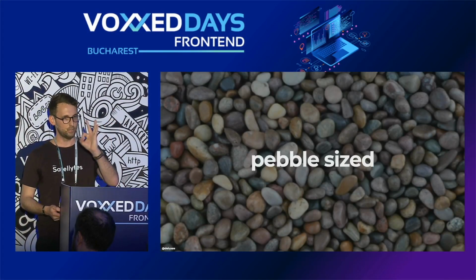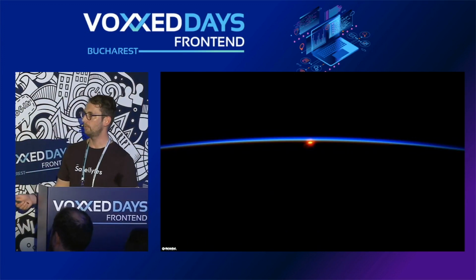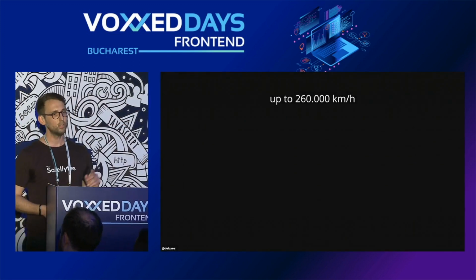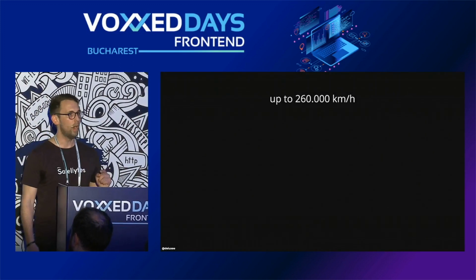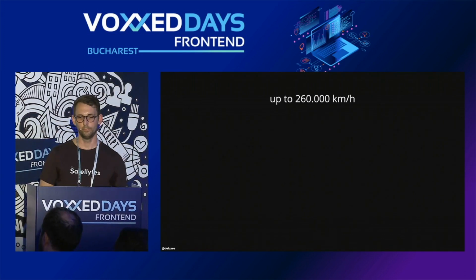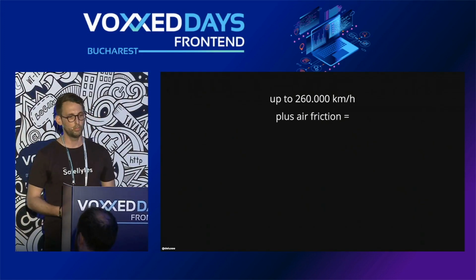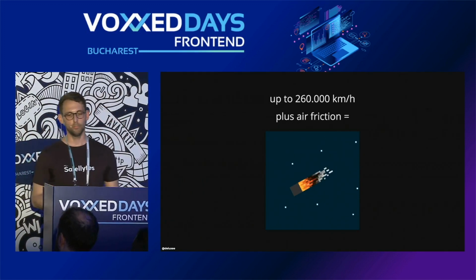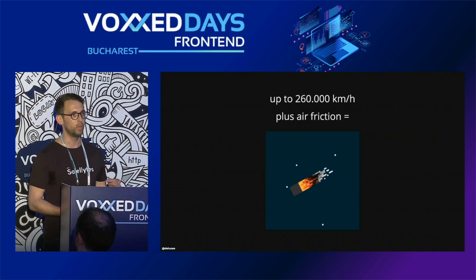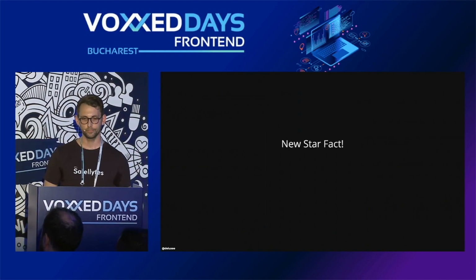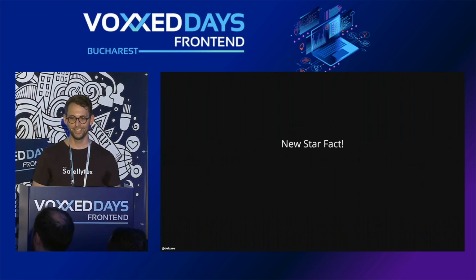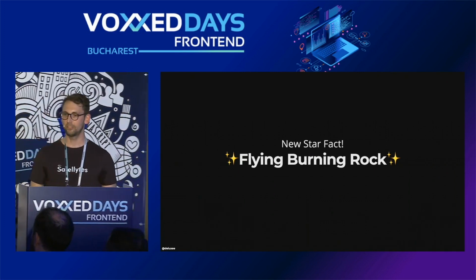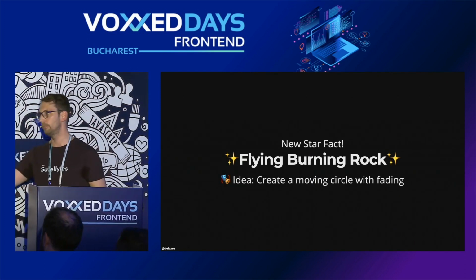They are pebble-sized rocks that enter our atmosphere. That thin blue line you can see here, and the rocks, they travel with a speed up to 260,000 kilometers per hour. The speed, in combination with the friction of our atmosphere, makes it burn and light up. We are lucky most of them are so small that they burn up entirely before reaching the Earth. Next star fact: shooting stars are flying burning rocks. And the idea is to create a moving circle with a little bit of fading.